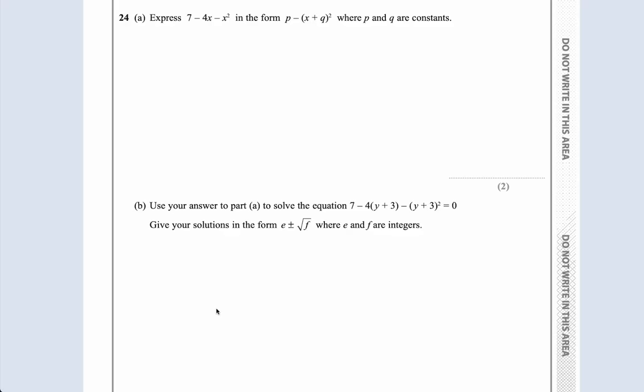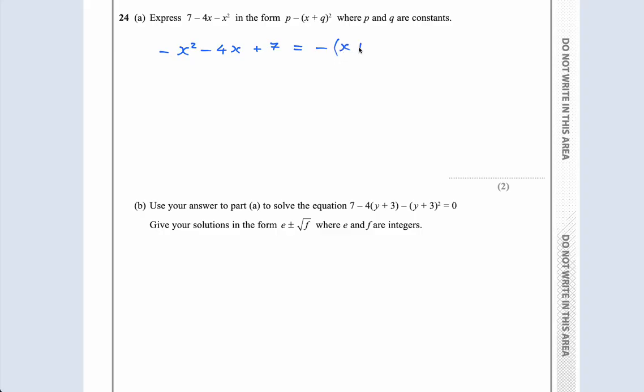Question 24. Okay, so guys, I don't like these. These are the completing the square ones, but it's a minus x squared. I don't like that. I'm going to rearrange it: minus x squared, minus 4x, plus 7. Now what I'm actually going to do is take out the minus.